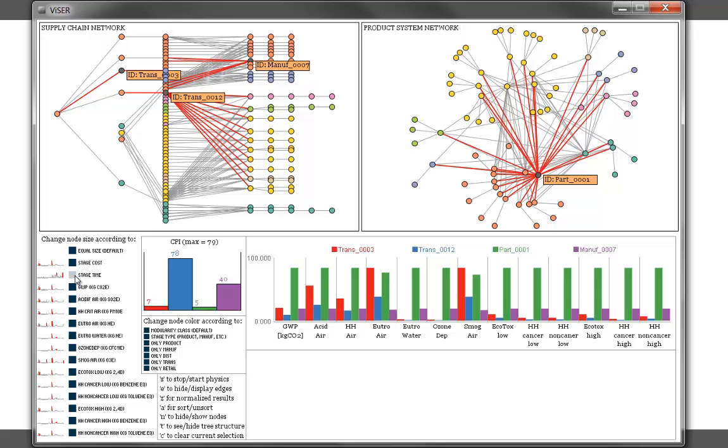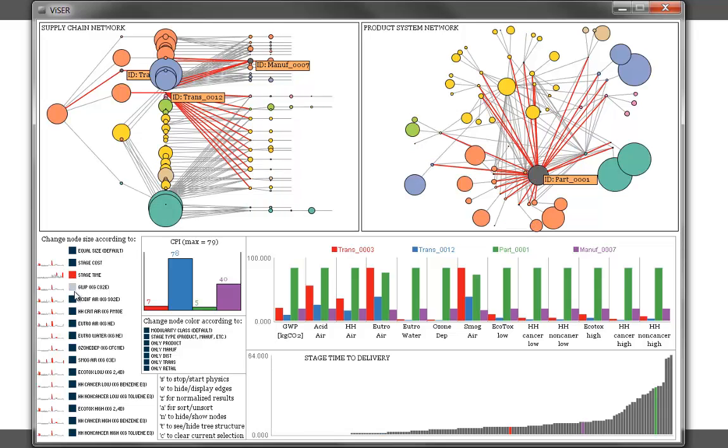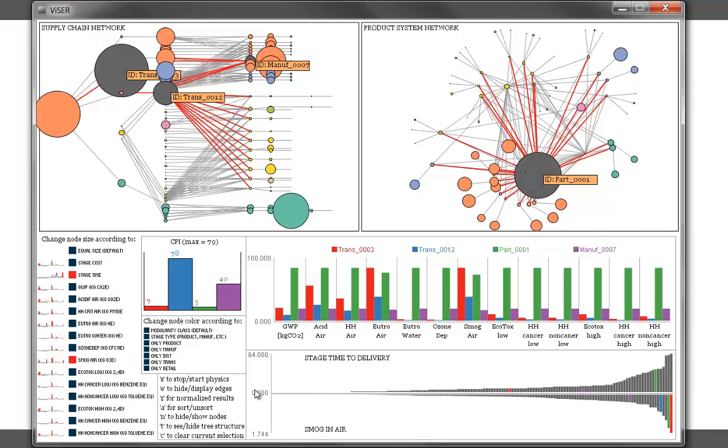Now, Mark would like to see how these supply chain stages rank in terms of the amount of time required for procurement. He selects both stage time and smog as the two criteria to view. Mark notices that Part 1, shown in green, has significant potential improvements in both criteria. As a result, he begins to plan out specific redesign activities for that particular component.